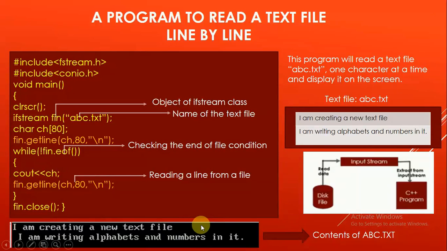This is the output of this program. When I execute this program, this output will be displayed on the screen. So this line will be displayed, and then I will read the next line, and this line will be displayed like this. So again, the internal processing happens like this. This is the disk file, and this is the input stream which functions between the disk file and the C++ program. It reads the data from the file, stores it in a buffer here, and then the C++ program extracts the data from the buffer. This is how it functions.